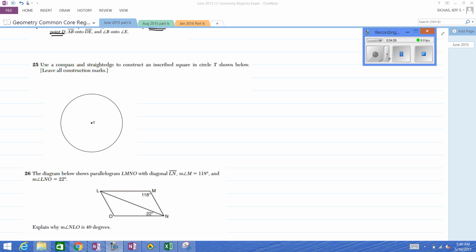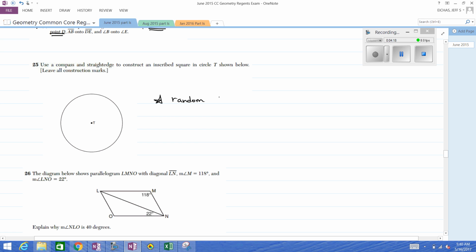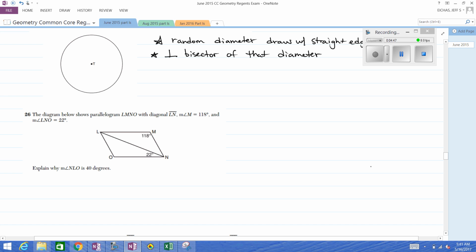Okay, back over here. Now just remember what we did on this number 25: we chose any random diameter. You're going to construct that with a straight edge. And then you're going to need the perpendicular bisector of that diameter. And wherever the perpendicular bisector of the original diameter hits the circle, those are going to be the other 2 points of our square. All right, moving on.